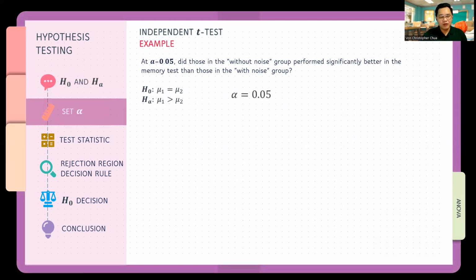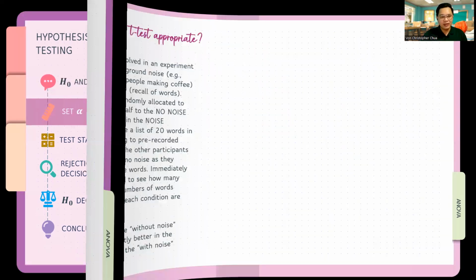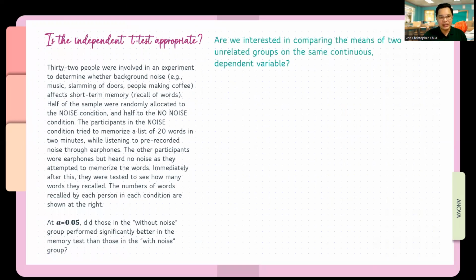We have already set alpha to 0.05, and now we can proceed by testing the conditions and the appropriateness of the independent t-test. So we ask the question, are we interested in comparing the means of two unrelated groups on the same continuous dependent variable? The answer is yes. We have two different groups, with noise and without noise, but these two groups are tested on the same dependent variable, which is the score in the memory test.